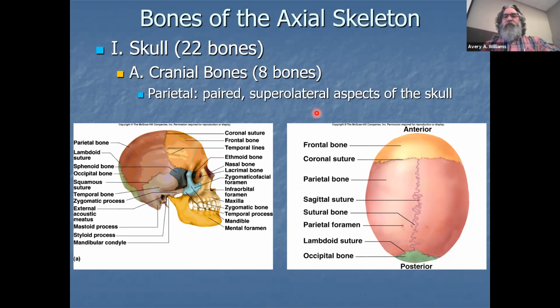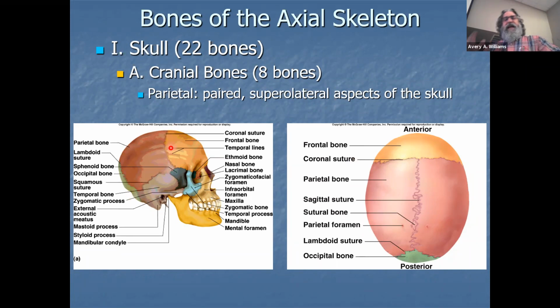The parietal bones form the superior lateral aspects of the skull. See, now I'm throwing in some of my directional terms and regional terminology and all that. See how it's all going to kind of build on each other. And so you can see the parietal bones from a couple of different views.